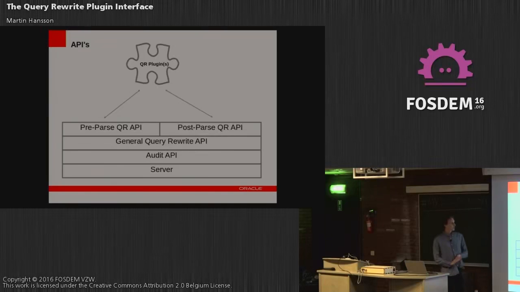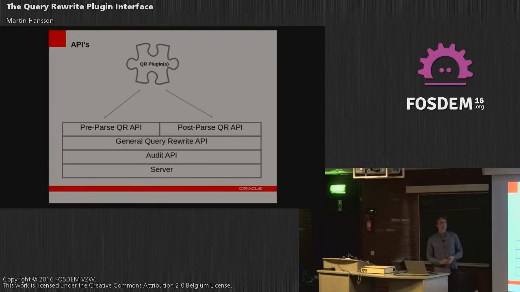The APIs are tiered. So you have the server at the bottom, and as Sveta said, you had the Audit API, and the Query Rewrite API builds on top of the Audit API, and then we have the specific rewrite APIs on top of that. So the general API is where this note is produced that says that your query was rewritten. And the pre-parse and post-parse API, these APIs are the ones that call out to the plugins.